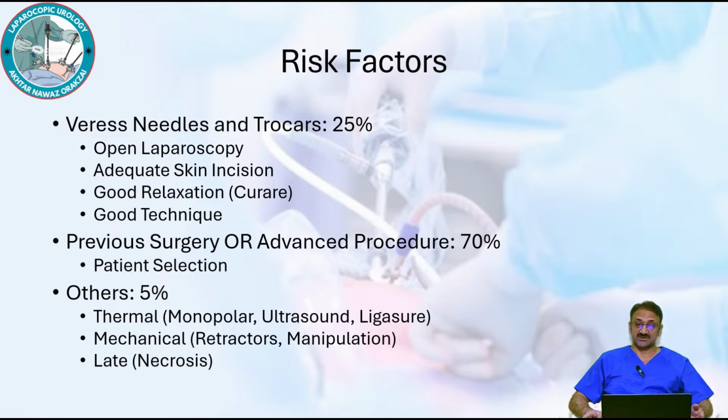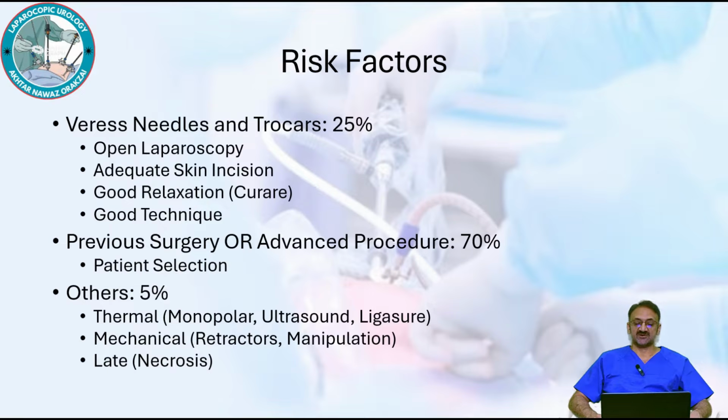These can be solid organs such as the liver, spleen, or kidney. They can be vascular, such as the aorta, inferior vena cava, renal vessels, or the iliac vessels. Or they can be the small bowel, the stomach, the duodenum, the ileum, the large gut, etc. So an adequate incision should be made for the trocar to minimize the risk of such complications.